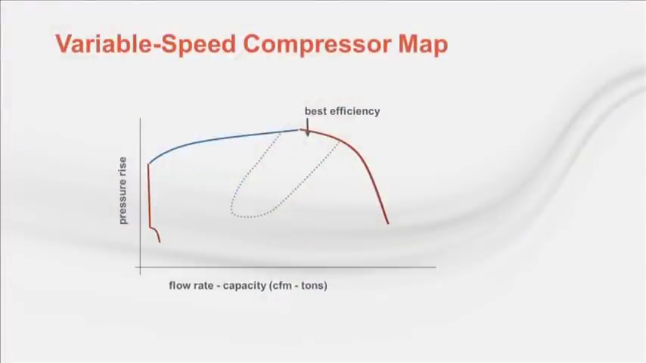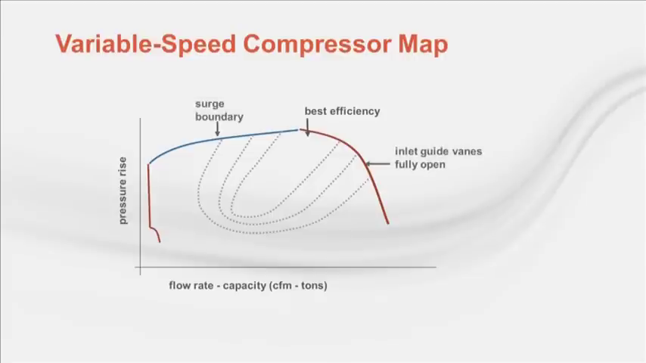The result is that when a variable speed drive is applied, some combination of speed and inlet guide vane control is needed to both optimize for energy use and provide reliable operation over the entire map. Contrary to popular belief, there is no centrifugal chiller in production that does not include both modulation methods.